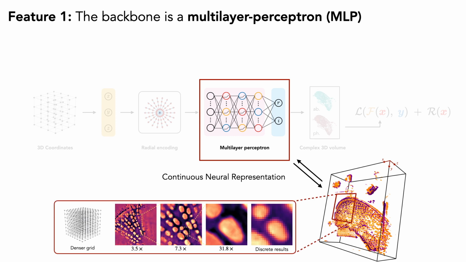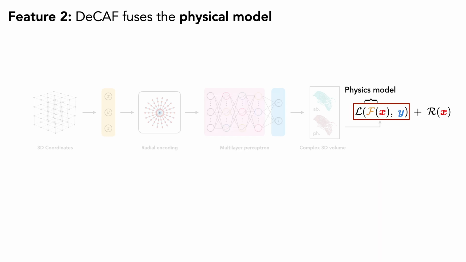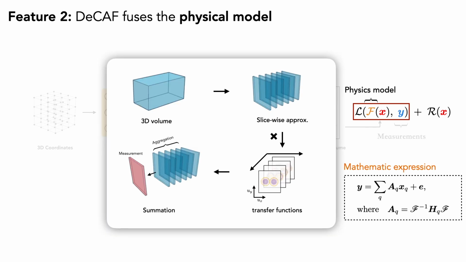To retrieve the 3D model from the network, all we need to do is to query the coordinate grid. Additionally, we can conduct pixel super-resolution for this 3D model by querying a denser coordinate grid. The second feature of DeCAF is that it fuses a light propagation model to ensure measurement consistency. Here we show the principle of the physical model we use in the experiments.